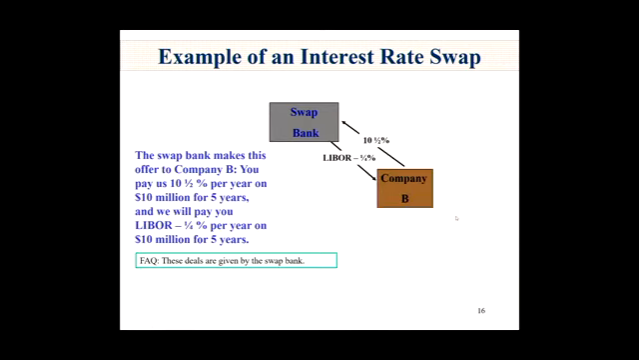What's happening with Company B? The swap bank says to Company B, you pay us 10.5% per year, and we will pay you LIBOR minus 0.25. So basically Company B is swapping a fixed for a floating rate. Okay?